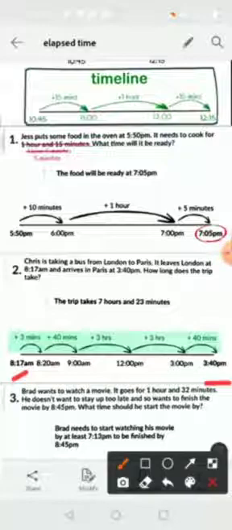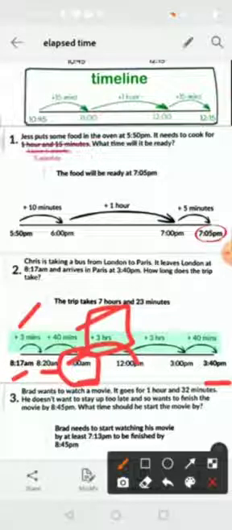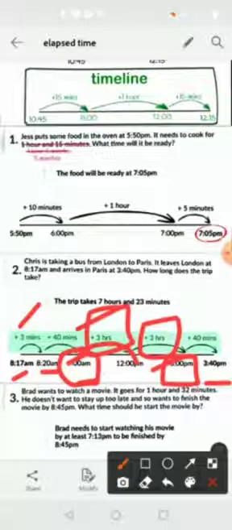Again, draw a timeline. From 8:17 to 8:20, just to make a whole number, we move only 3 minutes. Now 8:20 to 9 a.m. so that we get a whole hour. We are at 9 a.m. Now 9 a.m. to 12 p.m. we get a 3-hour duration. Now again 12 p.m. to 3 p.m. we get our next whole number, which is 3 hours. Now he will reach at 3:40, so we move forward 40 minutes.